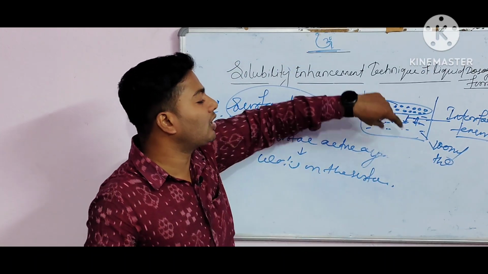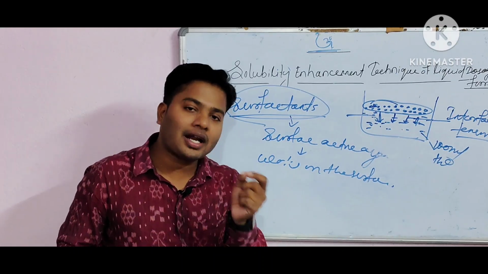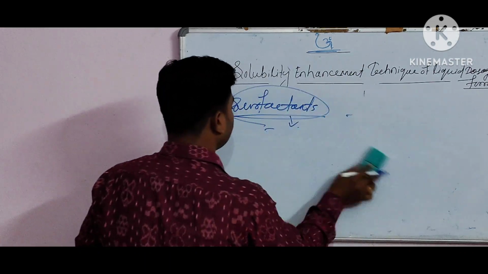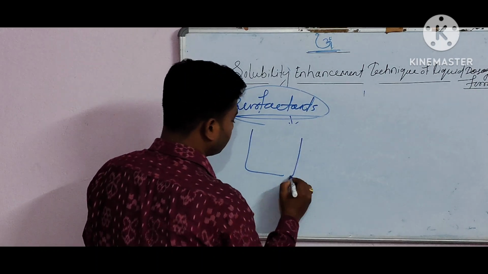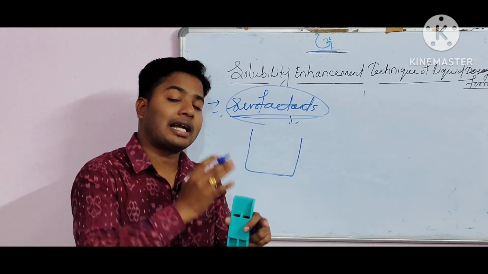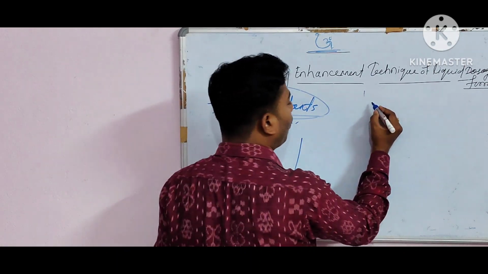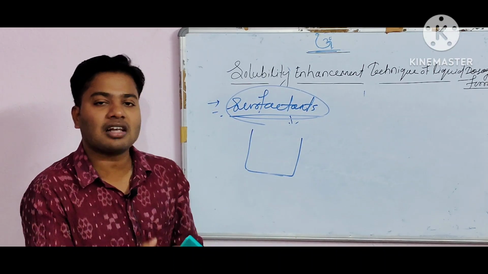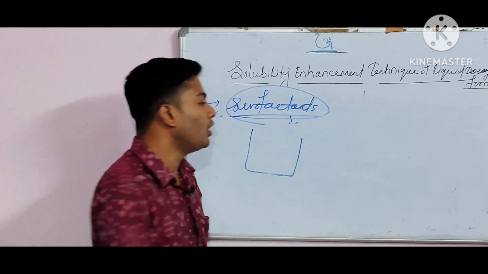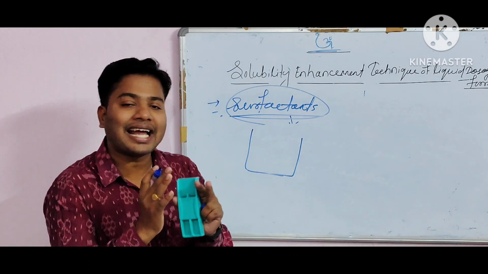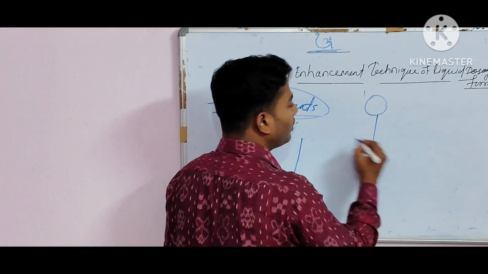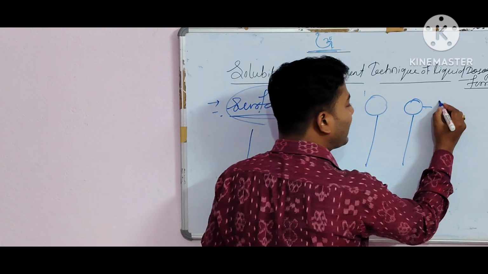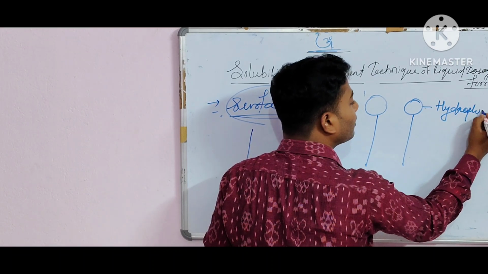After dipping inside the medium, the drug gets wettability. After getting wettability, the drug goes to solubility. So now come to the point. How? First of all, you should know the schematic diagram of surfactant, that means how the surfactant works inside the medium, and that's why it enhances the solubility of the poorly water soluble drug. Clear? So before that, you should know the schematic diagram of surfactant. This is the schematic diagram of surfactant. This one is the hydrophilic head.